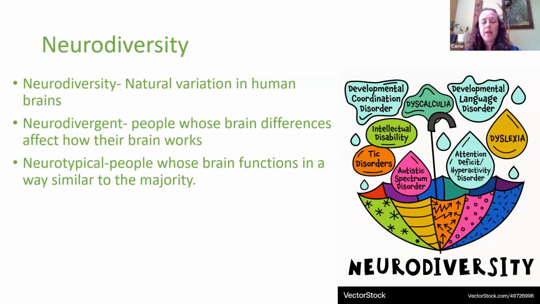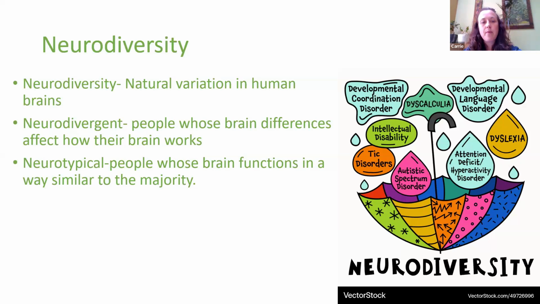There are a huge range of different neurodiversities, and in that umbrella with the droplets there, you can see some of those different neurodiversities. A neurodiversity is defined as a natural variation in the human brain, something that makes it function a little bit differently to the majority of the population.